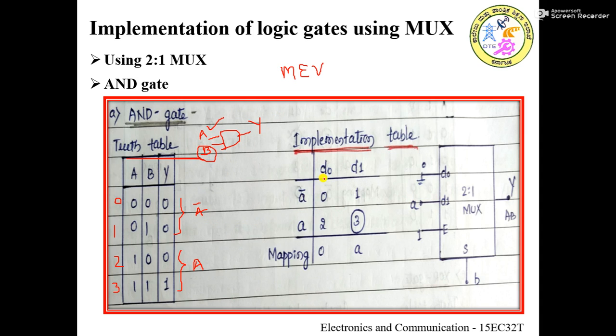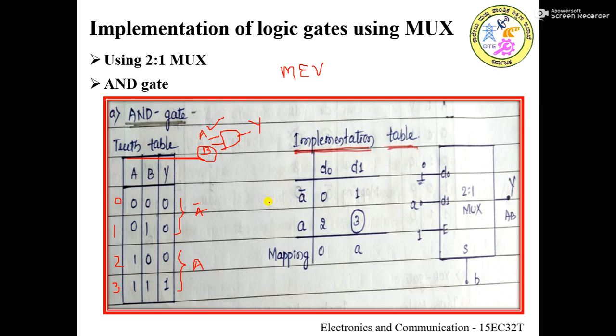How to write the implementation table? Now what has to be changed here? D0 and D1. So write the columns for D0 and D1. Next, according to what do these have to be changed? These have to be changed according to the map entered variable A.